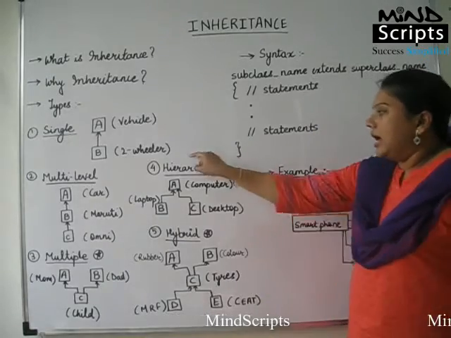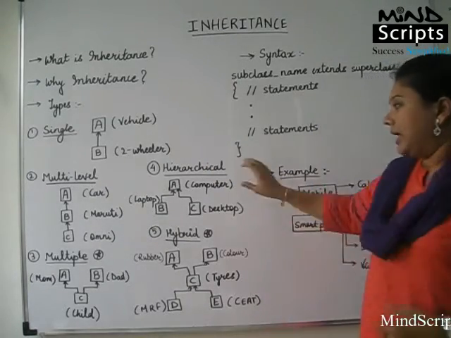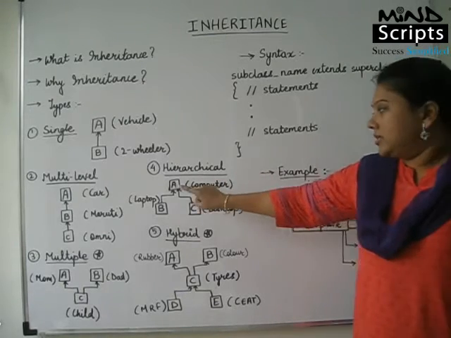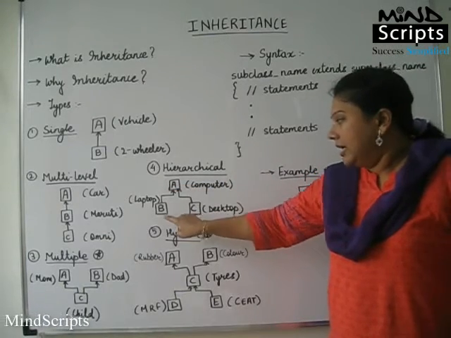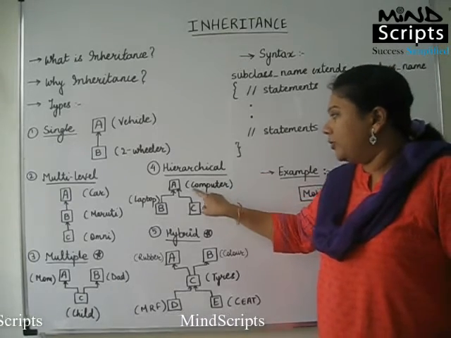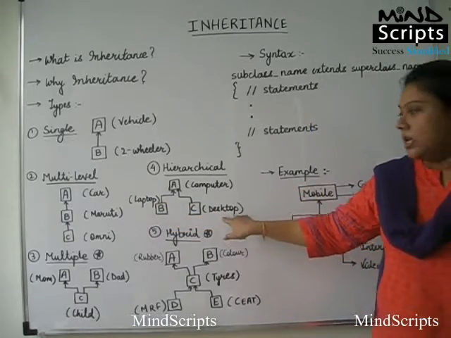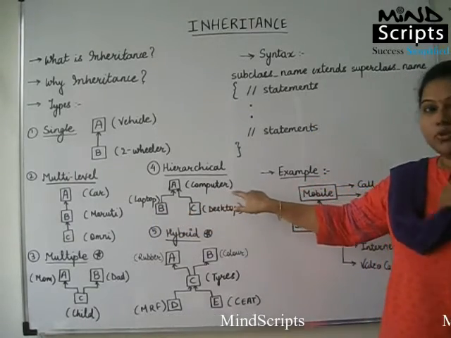The fourth type is hierarchical inheritance. This is nothing but a hierarchy, a tree-like structure. This is the root node and these are different children. In hierarchical inheritance, if we consider computer as the main class, laptop and desktop are two types derived from the computer class.